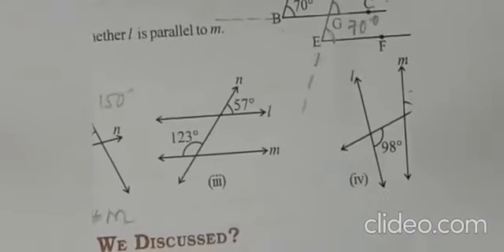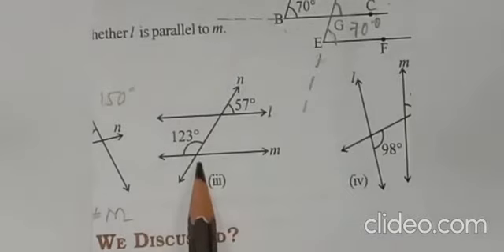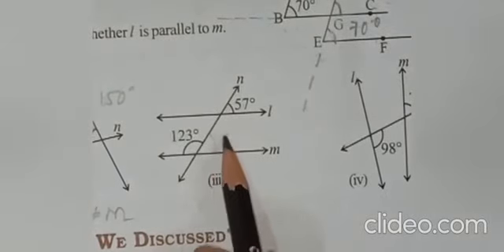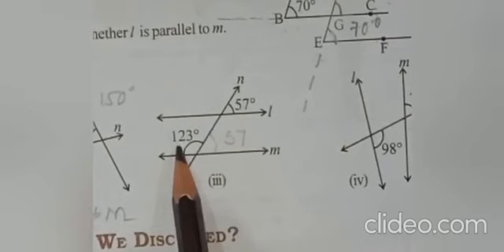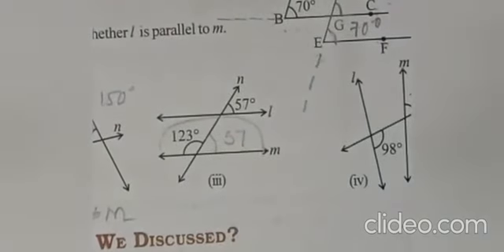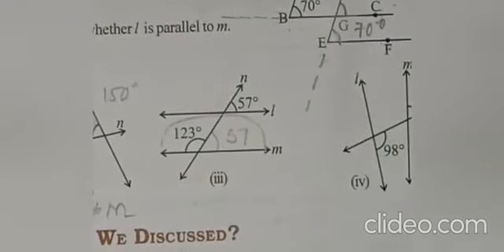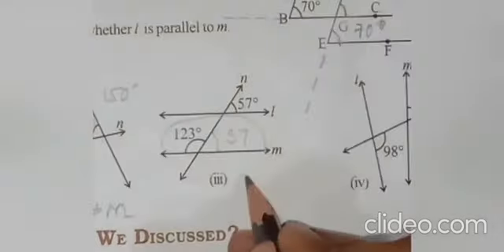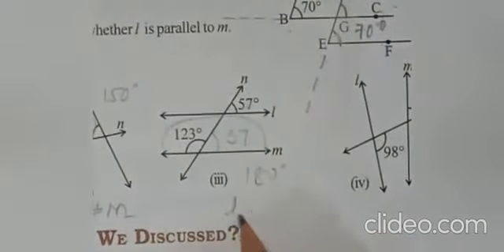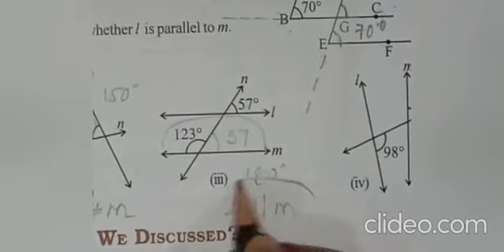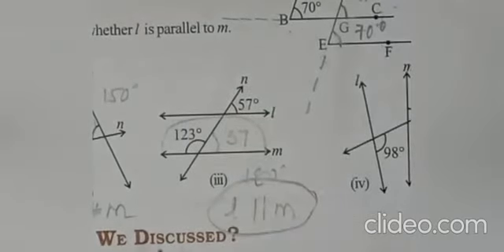Next, 123, and here corresponding angles also, so we can write 57. Adding 123 and 57, the sum comes to 180 degrees. Then yes, the line L is parallel to M for question number 3.